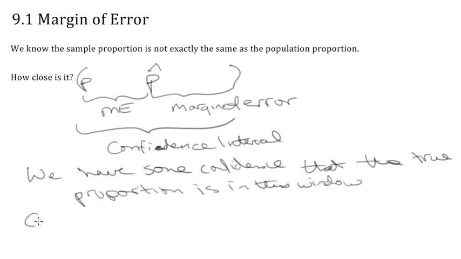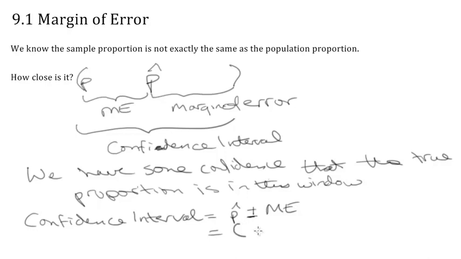And so we can describe the confidence interval one of two ways. The confidence interval, we can think of it as the sample proportion plus the margin of error on down to the sample proportion minus the margin of error. So this notation said out loud is the sample proportion plus or minus the margin of error. Or we can think of it as this window that begins with the sample proportion minus the margin of error on up to the sample proportion plus the margin of error.